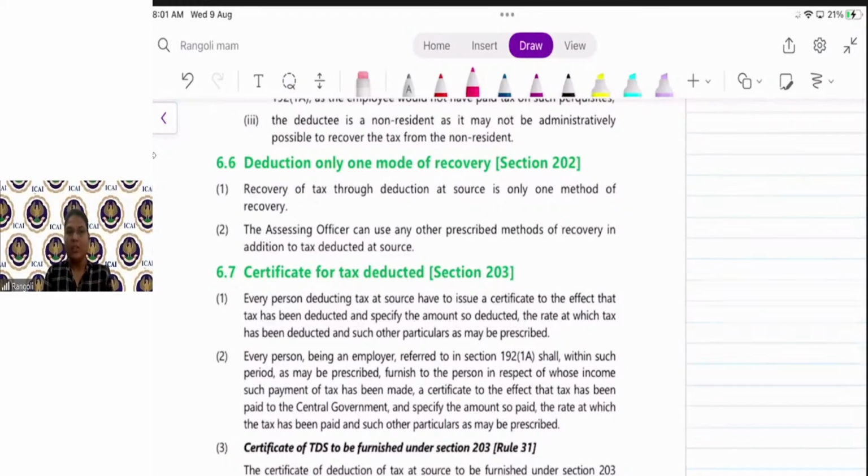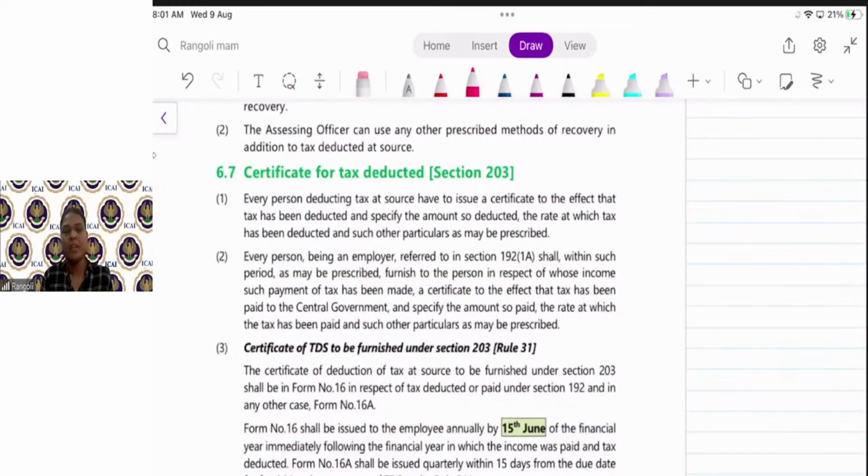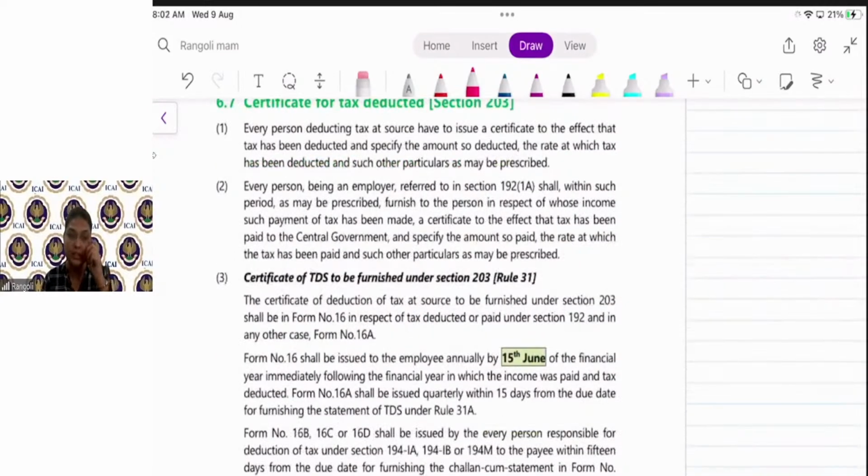Now, it is the responsibility of the payer to issue a certificate to the payee that this much amount of TDS is deducted, right? In case the TDS is deducted under section 192, that is on salary, then the employer will issue form 16 to the employee that on this amount of salary, that much tax is deducted.